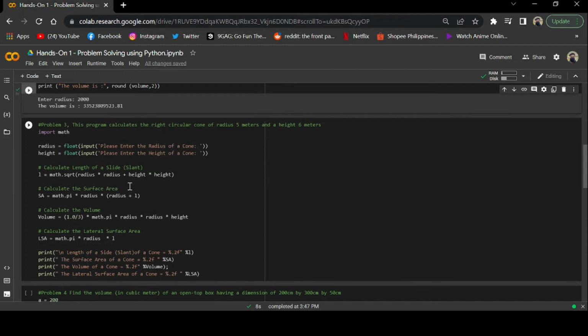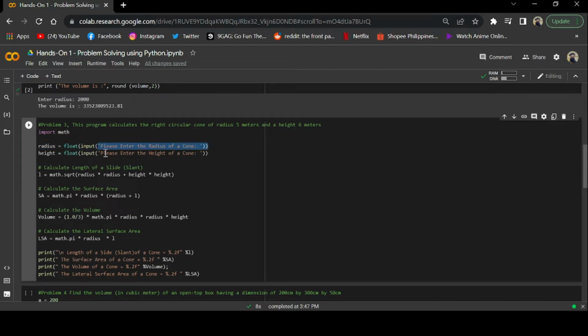So the third problem is, this program calculates the right circular cone with a radius of 5 meters and a height of 6 meters. So import math. Radius equals float input, which is inputted by the user here to be guided by this given set of values, meters for radius and height. Here, calculate the length of a side: l equals math.sqrt of radius times radius plus height times height.